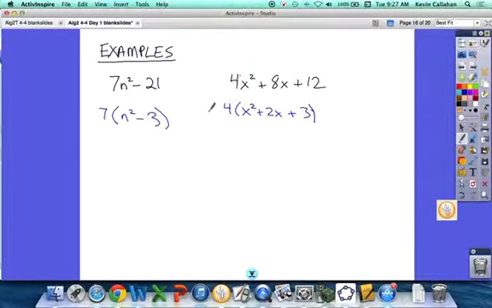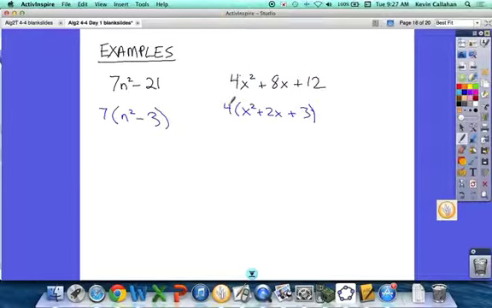Right? You know, I just divided. 4 divided by 4 is 1x squared. 8 divided by 4 is 2x. 12 divided by 4 is 3. And if I do distributive property, 4x squared, 4 times 2, 8x, 4 times 3, 12. So it works.